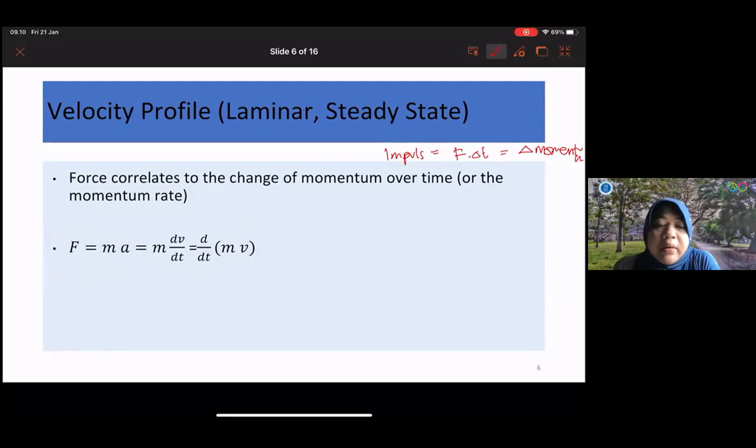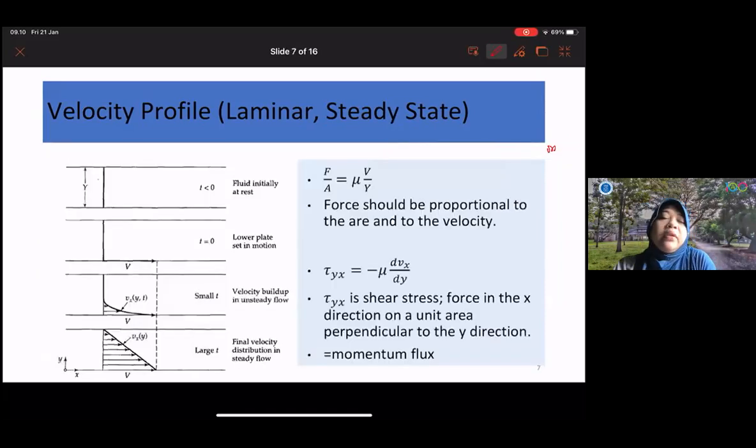Okay, so the next one, let's have a look at this one. We have two parallel plates. This is plate number 1, this is plate number 2. So it's like a two-plate system. Let me try to find something.